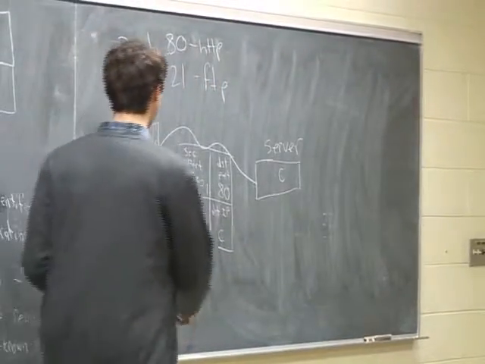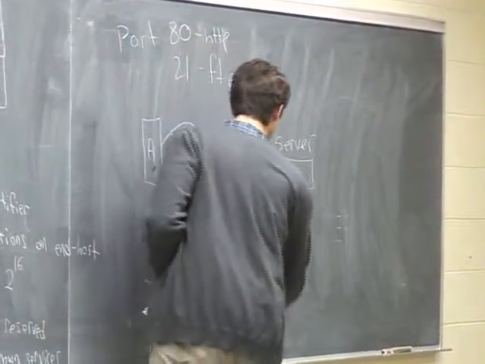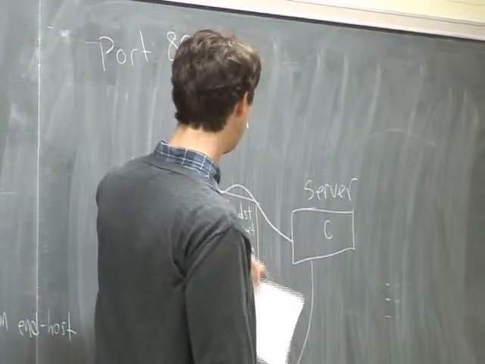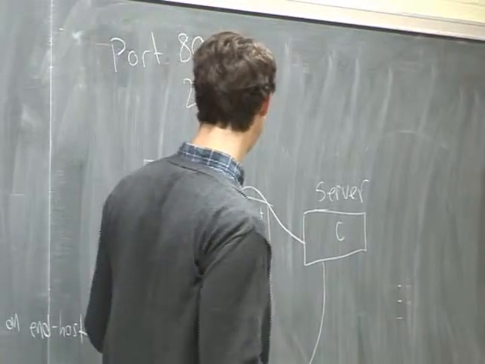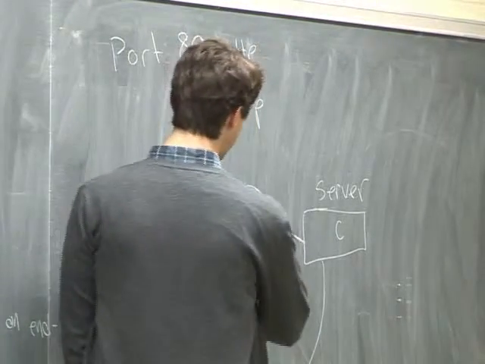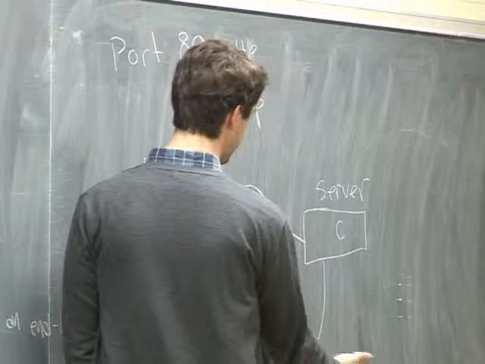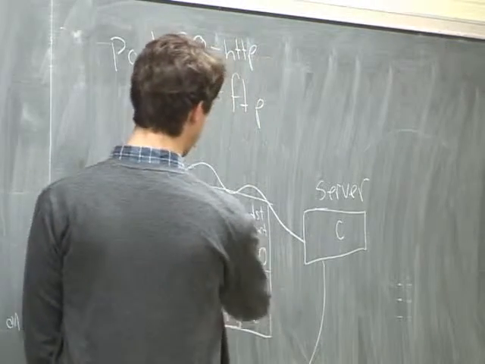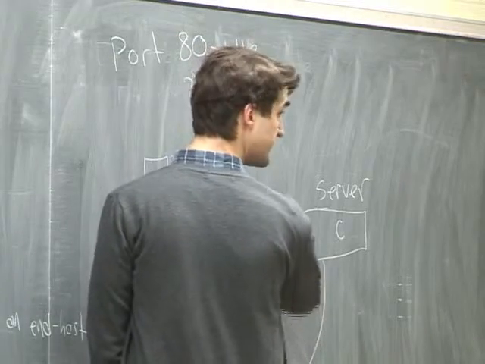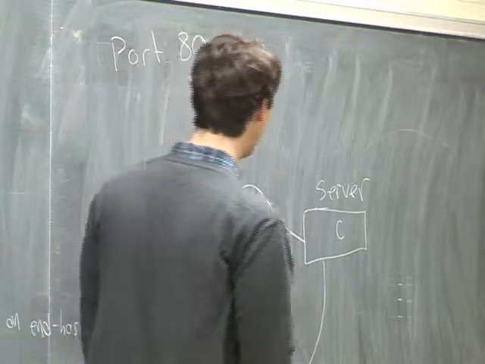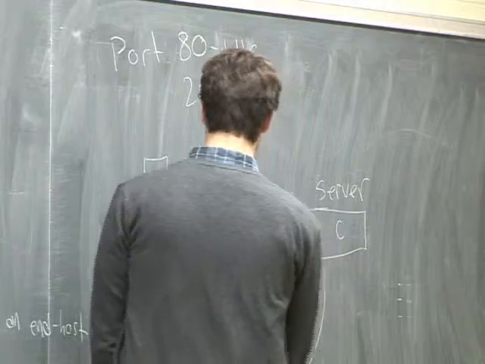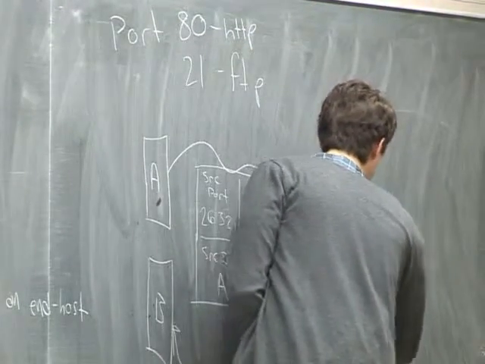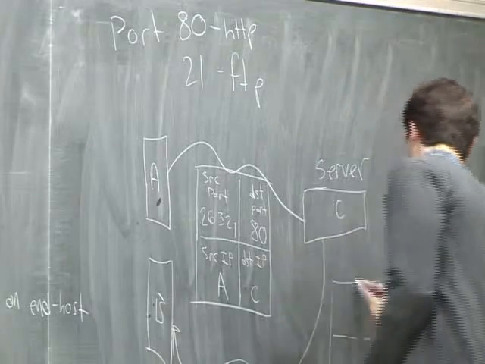All right. So now, similarly, if B wants to talk to the server, then it sends a packet that looks almost identical, except this source port will be different and the source IP will be different. However, the destination fields will remain the same, right? And now let's say that the web server replies to B. So it replies with a packet whose header looks something like this.